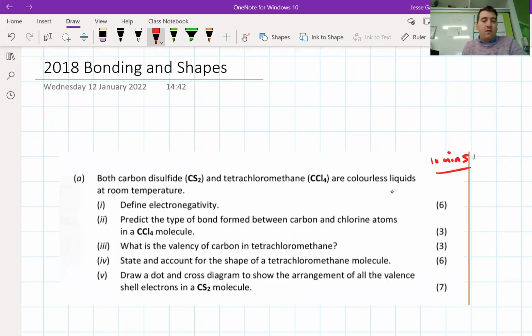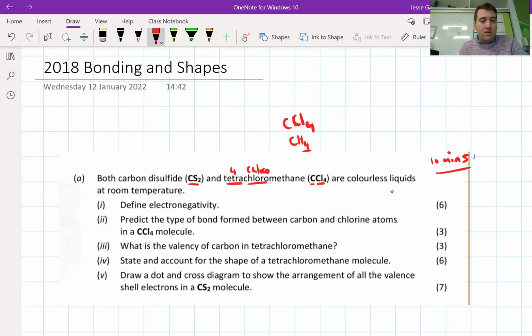Okay, so let's break it down. Let's start reading the blurb as we normally do. It says here that both carbon disulfide, which has this formula, CS4, and tetrachloromethane, which is CCl4. So let's just break this down for a second. Tetra means 4, chloro, so 4 chloros on a methane. Most of us will understand that methane is CH4. And if we have tetrachloro, that means we've replaced the 4 hydrogens with 4 Cls. So CCl4, that's the formula.